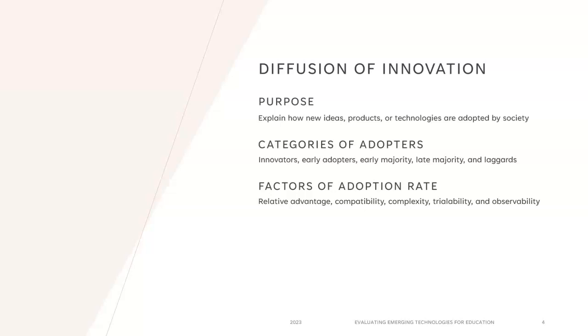In addition, he gave us factors of the adoption rate. What is impacting how quickly something would be adopted? And they are relative advantage, compatibility, complexity, trialability, and observability.